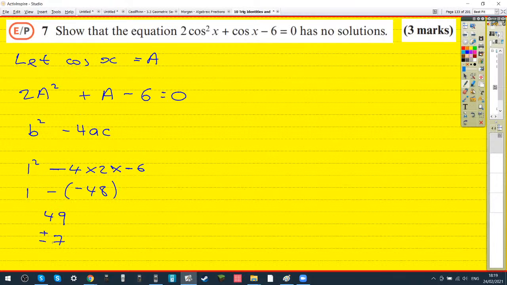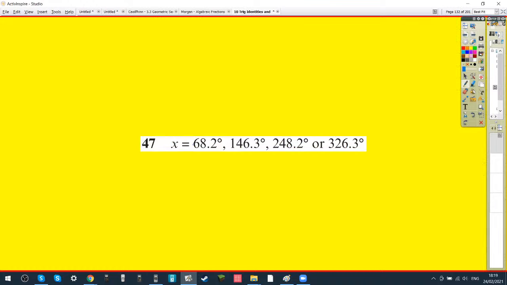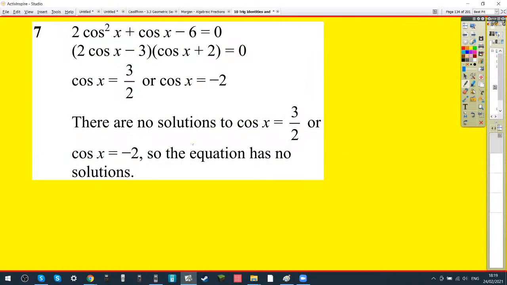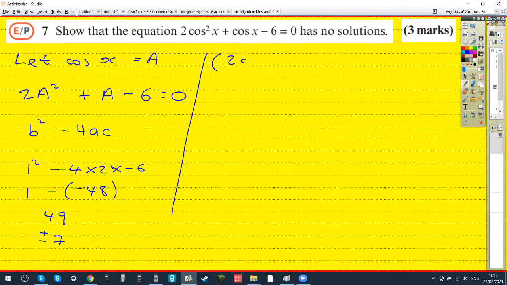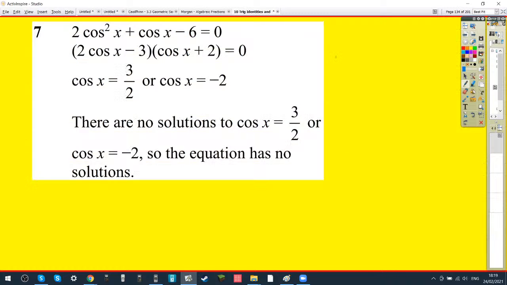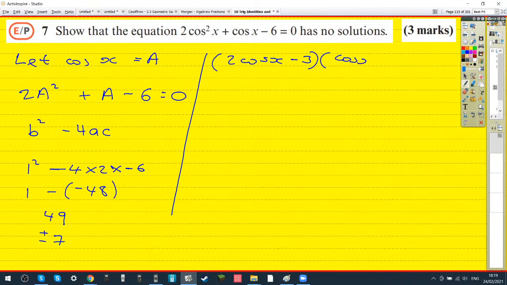Oh, that's very sneaky. We could have solved it. It would have factorized. Where is it? 2 cos x minus 3. This is something different from what I was expecting. Cos x plus 2. Alright, let's solve it. So did you just factorize? Yeah, sorry. I should write a. I did cos x. It's fine.